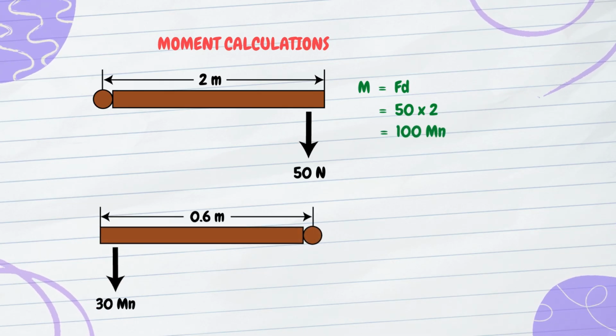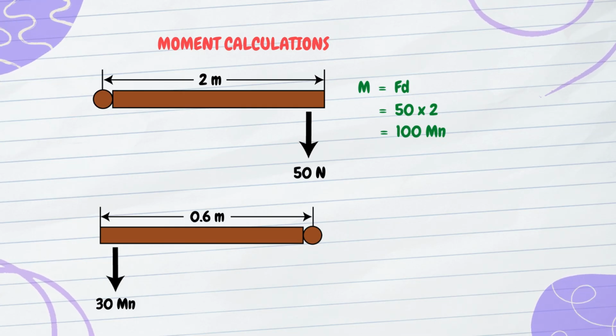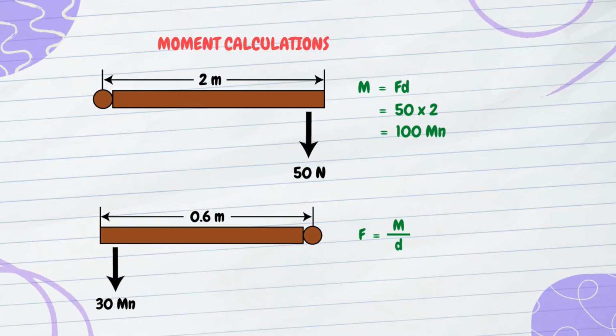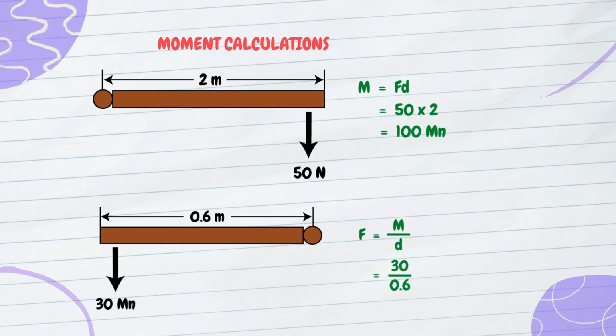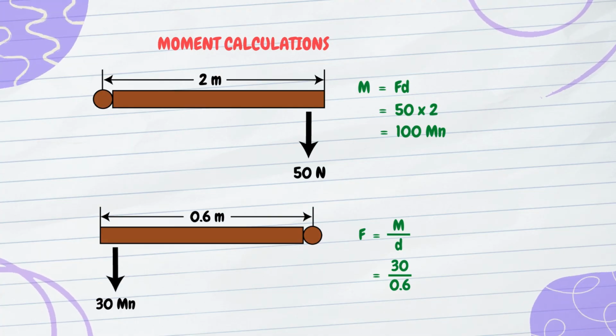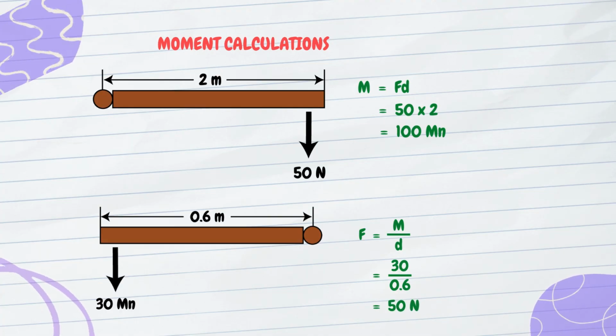The second example, if the moment is 30 newton meters, calculate the force applied. Force is equal to moment over distance. The moment given is 30, and the distance from the image is 0.6. 30 over 0.6 gives 50 newtons as the force applied.